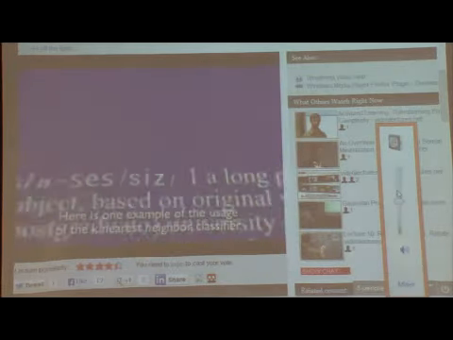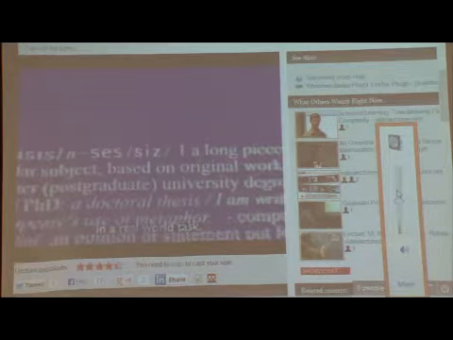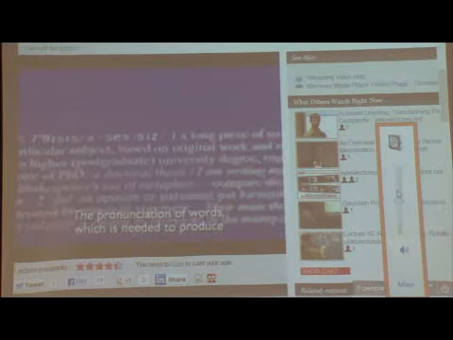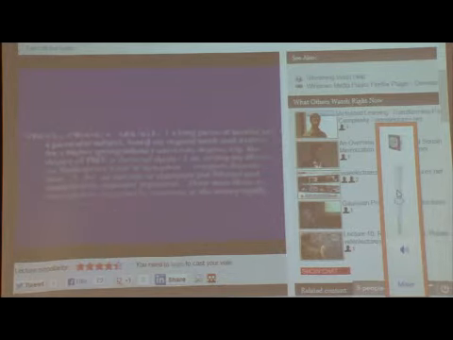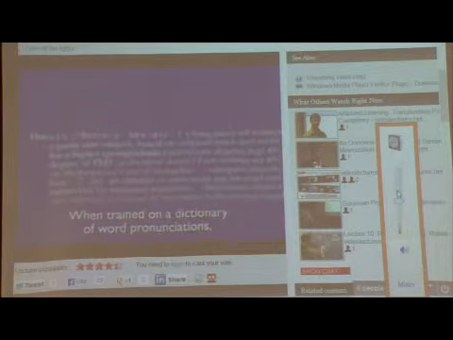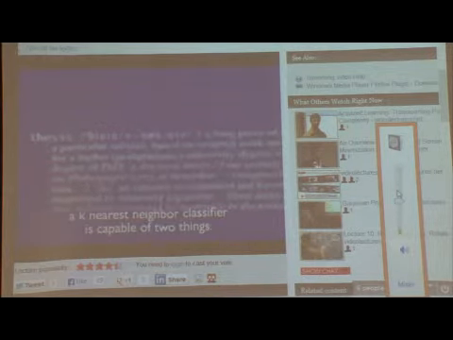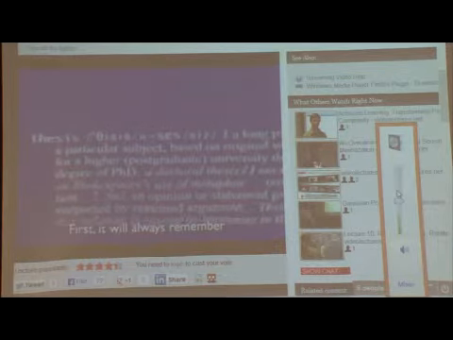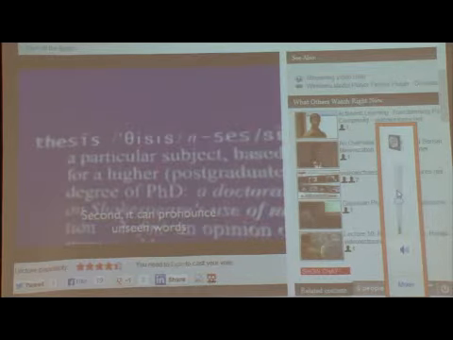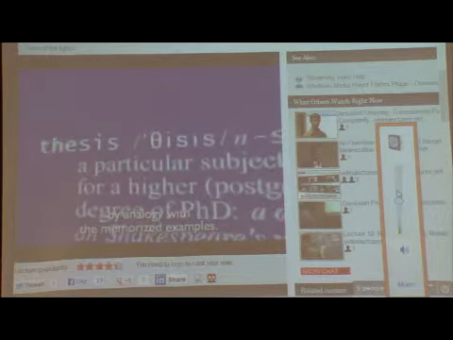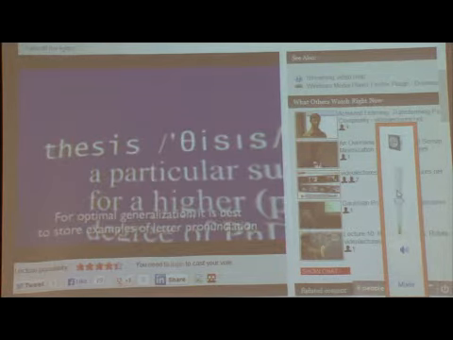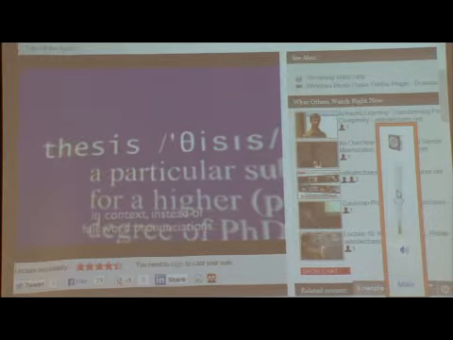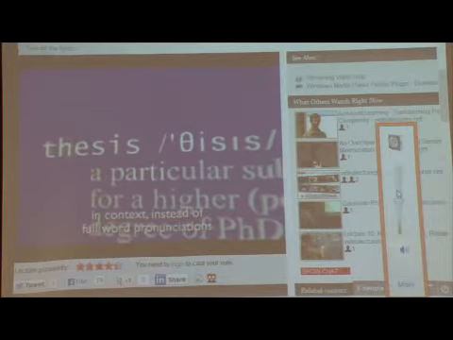Here is one example of the usage of k-nearest neighbors in a real-world task, the pronunciation of words, which is needed to produce synthetic speech, like the voice you are hearing. When trained on the dictionary of word pronunciations, a k-nearest neighbor classifier is capable of 2 things. First, it will always remember each pronunciation it has stored in memory. Second, it can pronounce unseen words by analogy with the memorized examples. For optimal generalization, it is best to store examples of letter pronunciation in context instead of full word pronunciations.